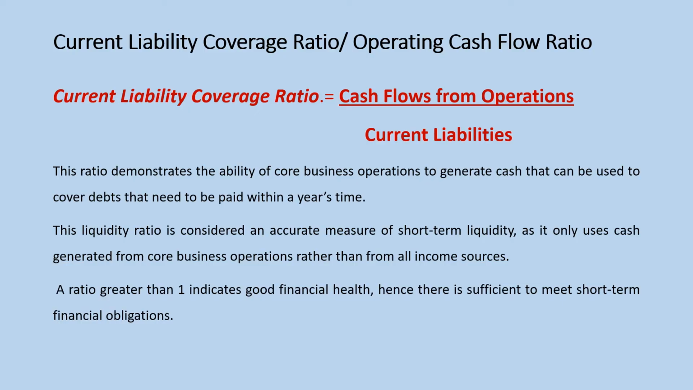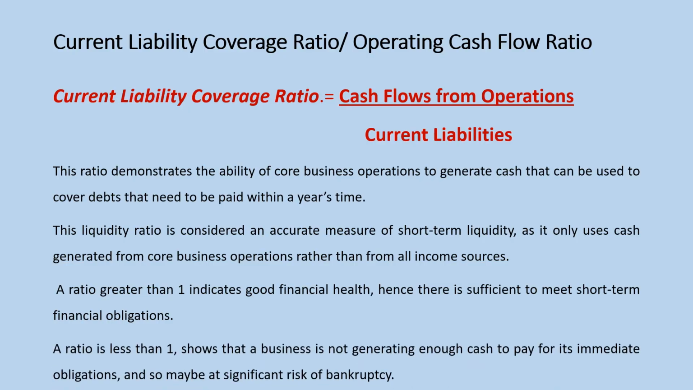A ratio greater than 1 indicates good financial health. Hence, there are sufficient funds to meet short-term financial obligations. If this ratio is less than 1, it shows that the business is not generating enough cash to pay its short-term or immediate obligations. So, they may be at a significant risk of bankruptcy.